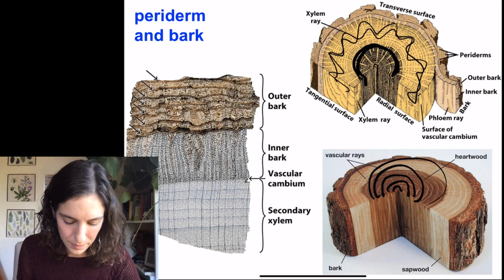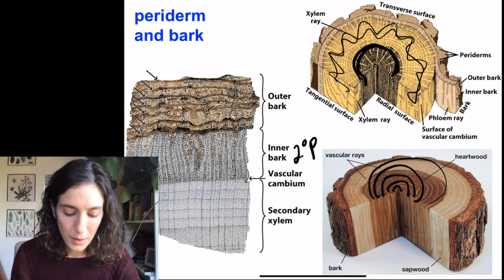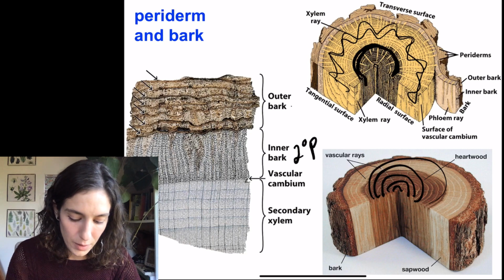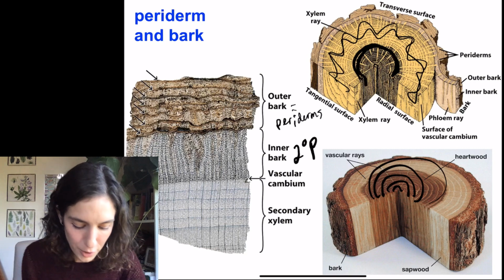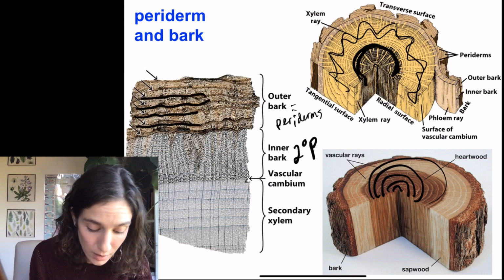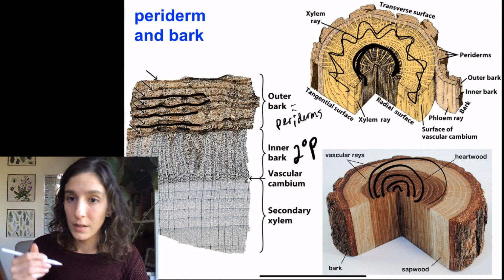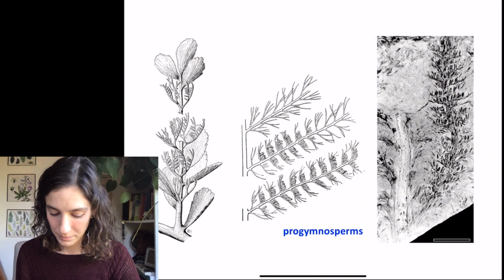Okay. Remember, inner bark, this was our secondary phloem, and the outer bark, these are our periderm layers. I'm saying periderms because really each one of these is a layer of a periderm, which has cork on the outside and phelloderm on the inside. Good memories, I know.